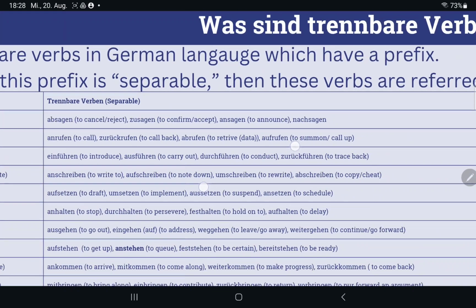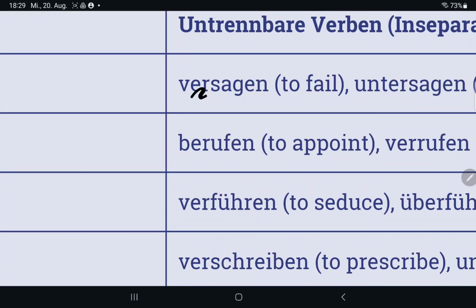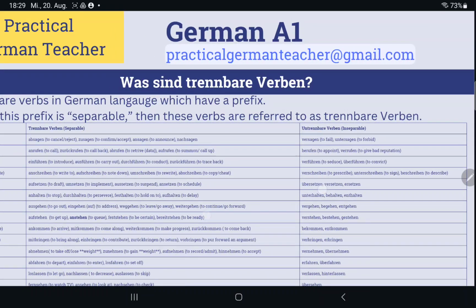And if somebody is reading a verb with a prefix which is not separable, they will not emphasize it. They will say versagen, not ver-sagen. They will say berufen, not be-rufen. That's how you can identify a verb if somebody is reading it. But how to identify it by just looking at the verb? That is the question we have to answer now.